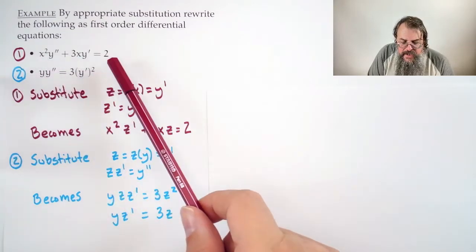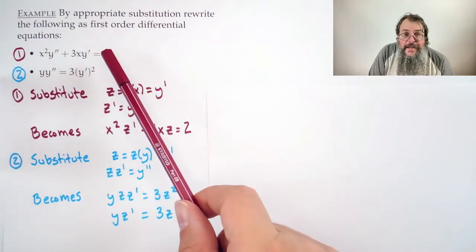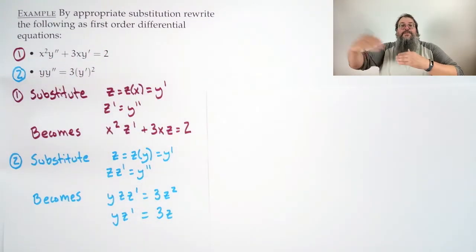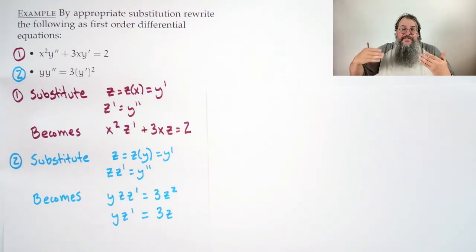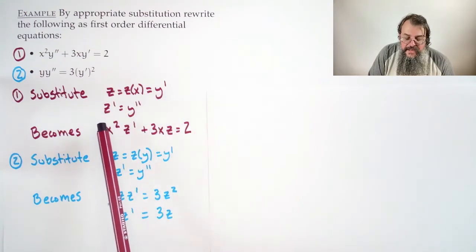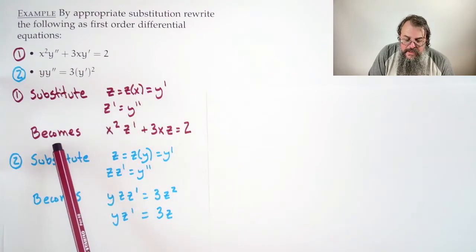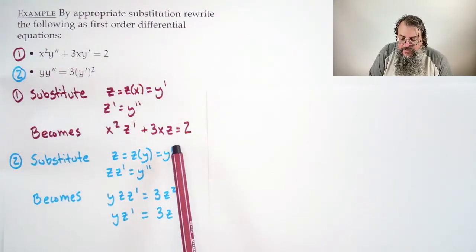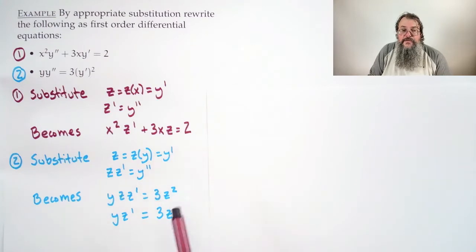So the first special case is when there's no y. It's like, hey, I'm skipping over y, and so the lowest derivative that shows up is y prime. And you say, oh, well, that's a simple idea. Set z of x to be y prime, and then z prime is y double prime, and this first equation becomes x squared z prime plus 3xz equals 2.